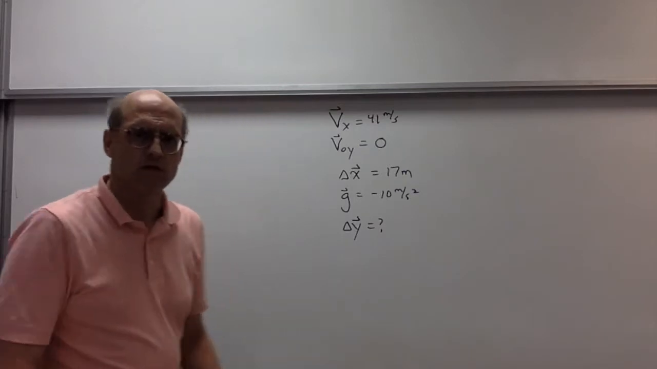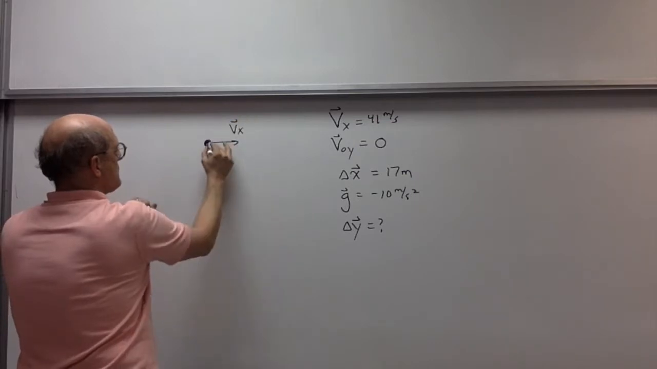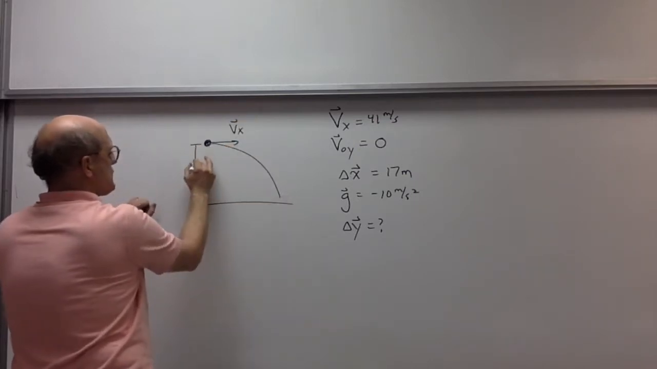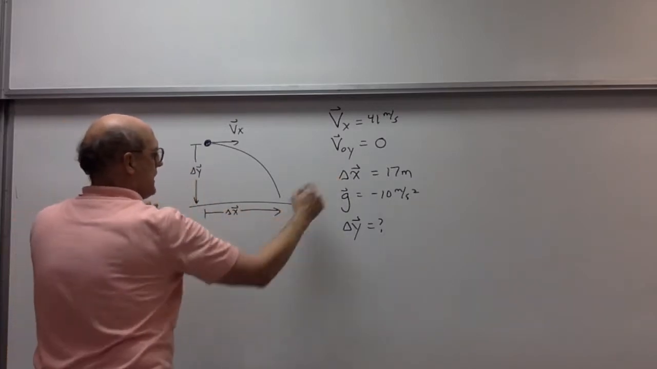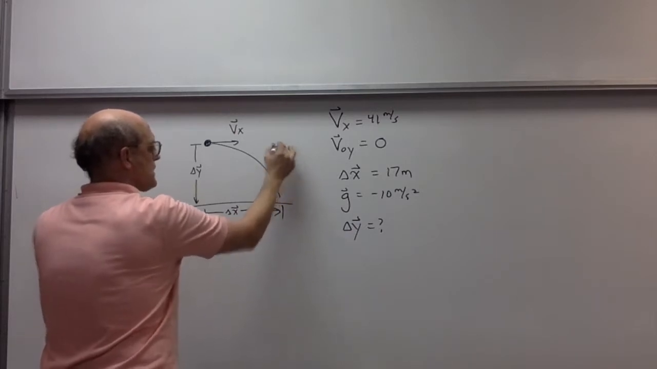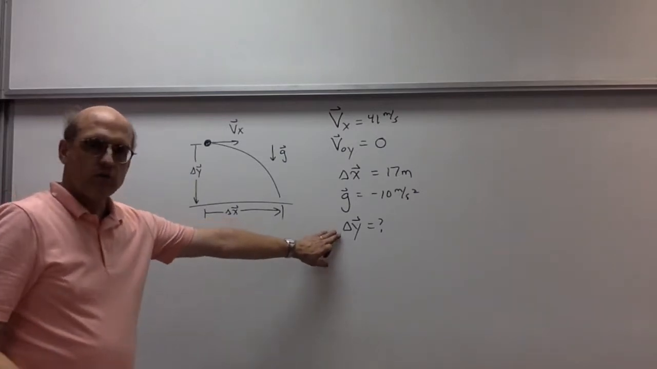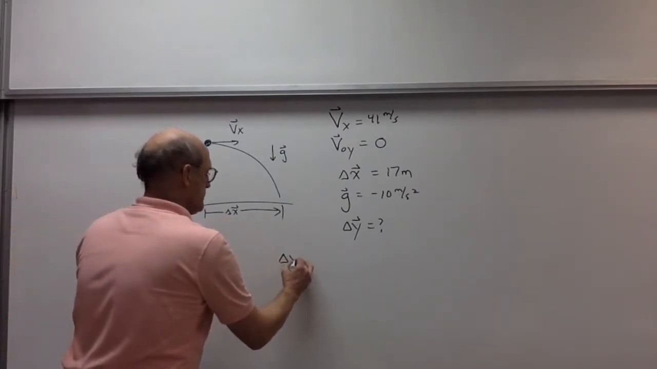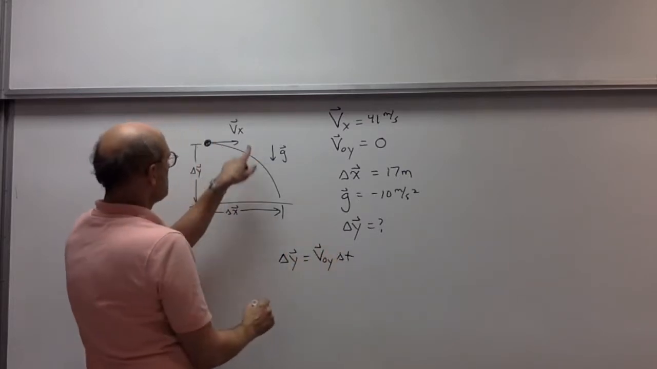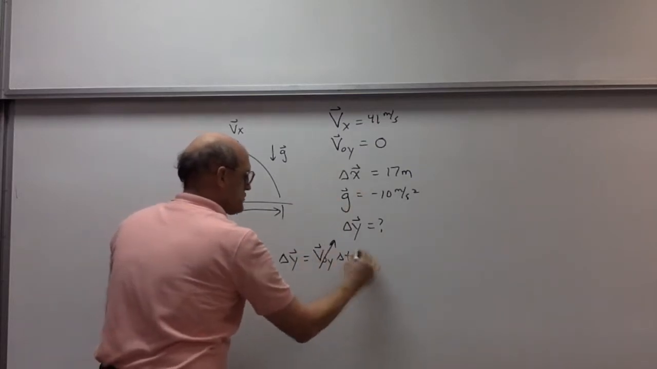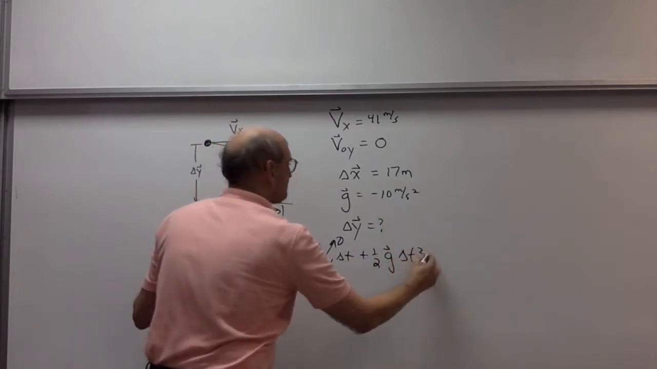So let me draw a sketch of this. Okay, so here's the ball traveling at Vx, and we're supposed to figure out delta y when it has traveled horizontally 17 meters, and of course accelerating downward at negative 10 meters per second squared. So I'm going to start with an equation for delta y. Delta y is equal to original velocity in the y times time, which of course goes to 0, that term, plus 1/2 the acceleration times the time squared.